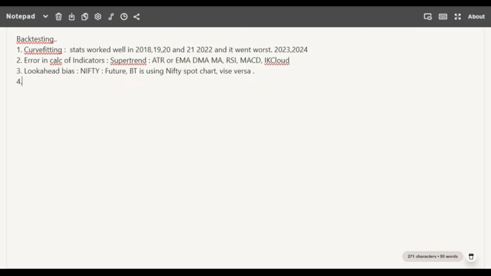Another thing is ignoring slippage, and let's take another point another time. Ignoring slippage. So how does backtest work? Every backtest has 1 minute closing data. Nobody has second data. 1 minute closing data. Please mark this word.